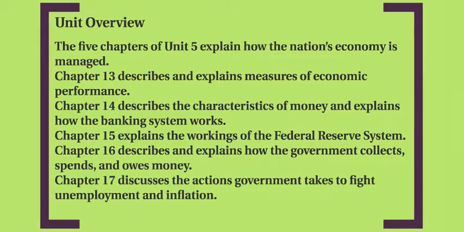Our unit overview. The 5 chapters of Unit 5 explain how the nation's economy is managed. Chapter 13 describes and explains measures of economic performance. Chapter 14 describes the characteristics of money and explains how the banking system works. Chapter 15 explains the workings of the Federal Reserve System. Chapter 16 describes and explains how the government collects, spends, and owes money. Chapter 17 discusses the actions that government takes to fight unemployment and inflation.